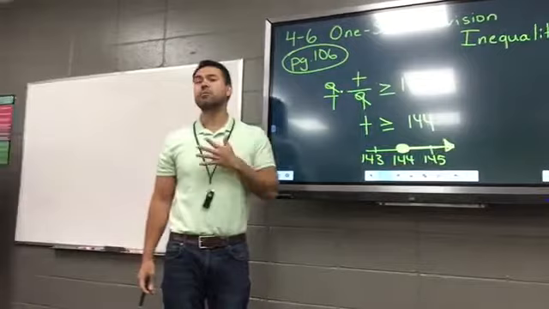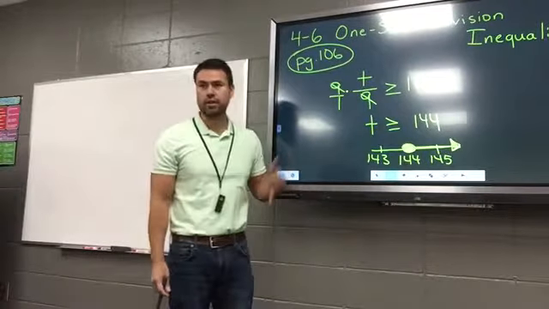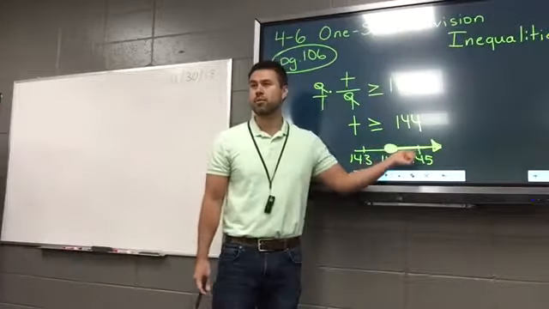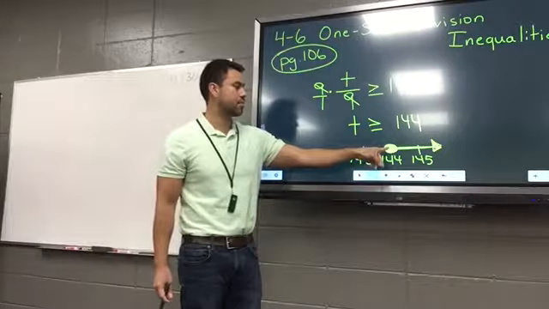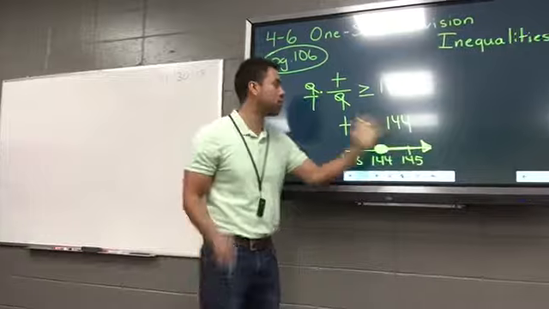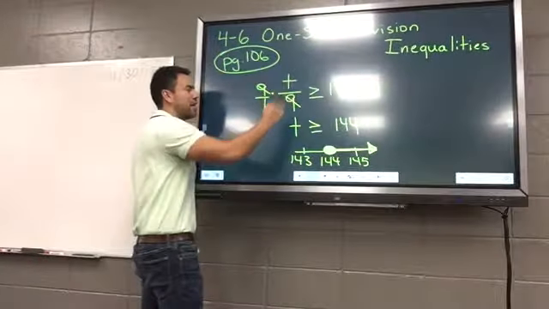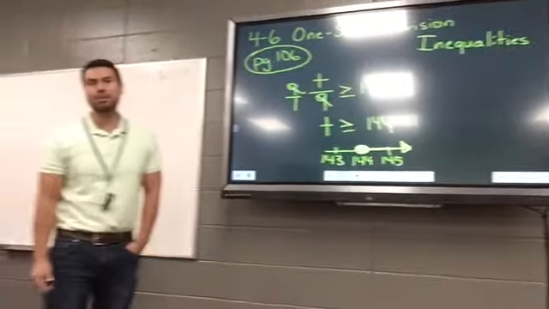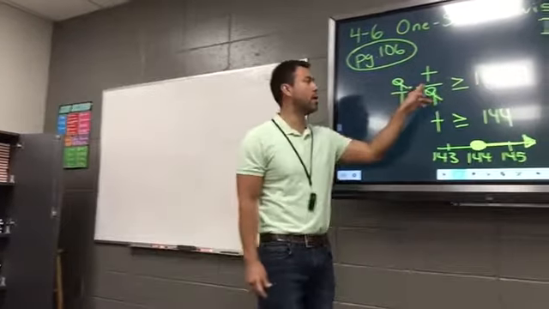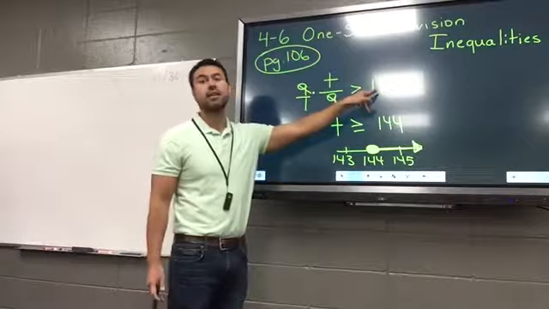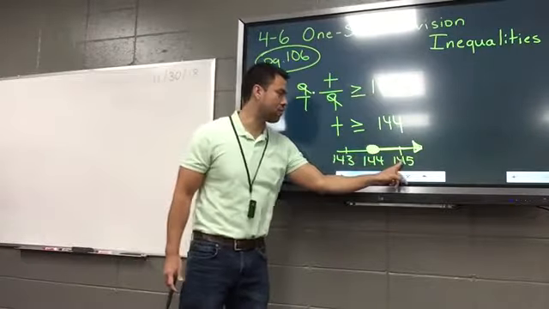Okay, now what numbers could we check to see if this is really true? Can you give me a number? What should work? Okay, 144 should work. And then 145, good. 145 divided by 9, that's like 16.1, 16.2. Is 16.1 greater than or equal to 16? Yes, so that's why 145 works.